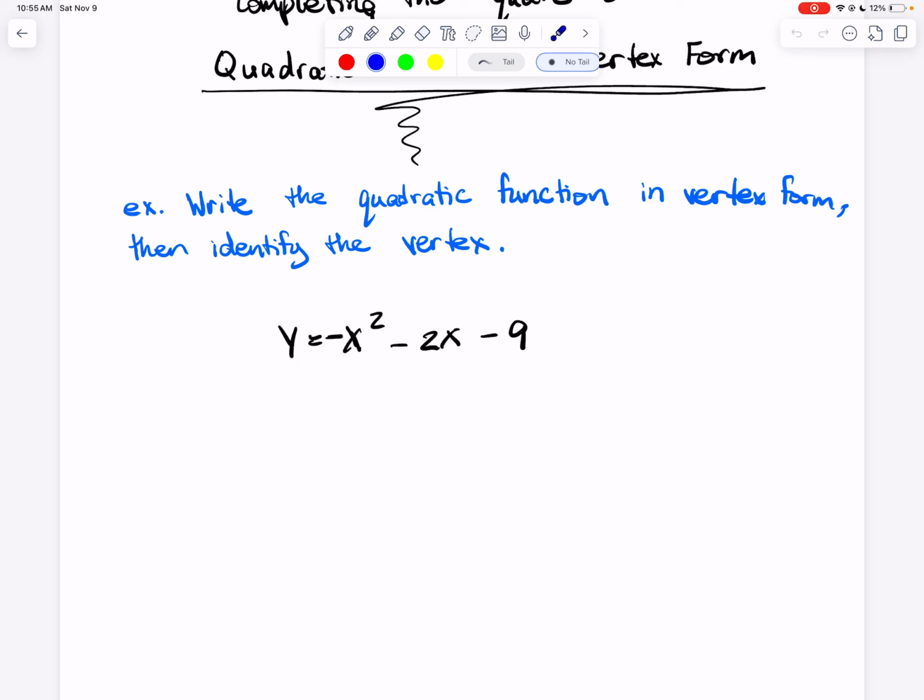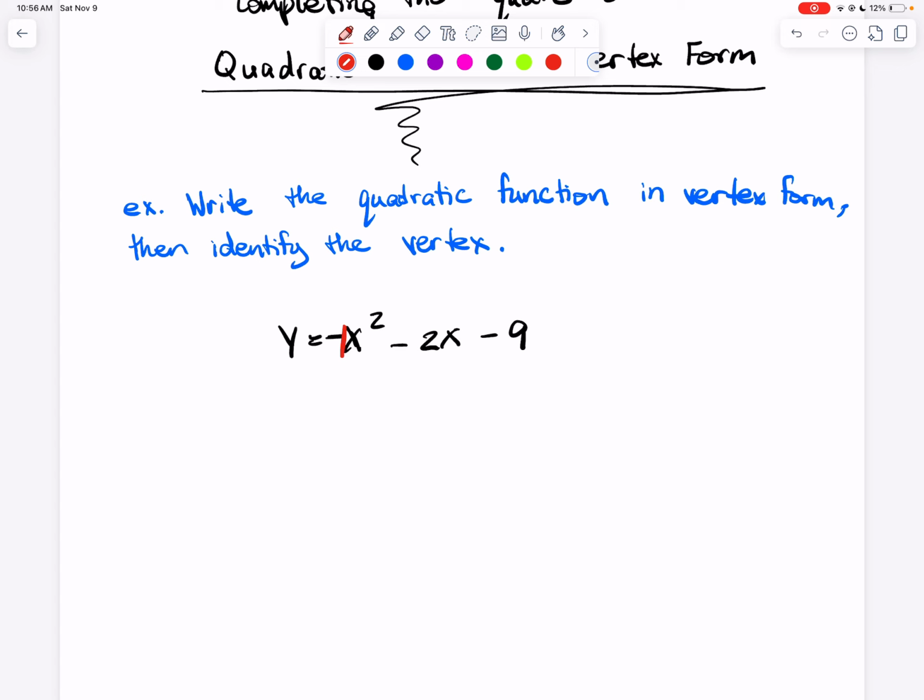Hi, in this video we're going to be changing a function from standard form of a quadratic to vertex form of a quadratic. All right, so the first thing that you always want to do is look at that coefficient here. We have a negative x squared, which means we cannot see it, but there is a negative 1 here.